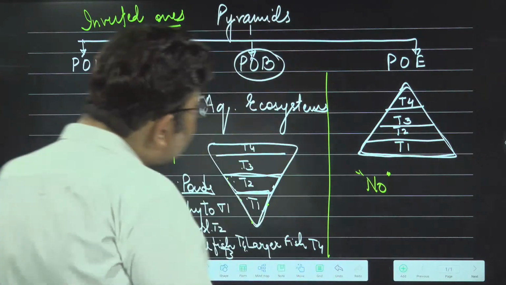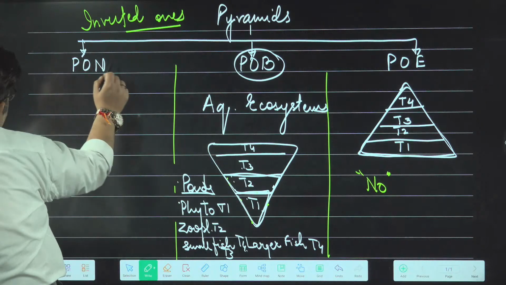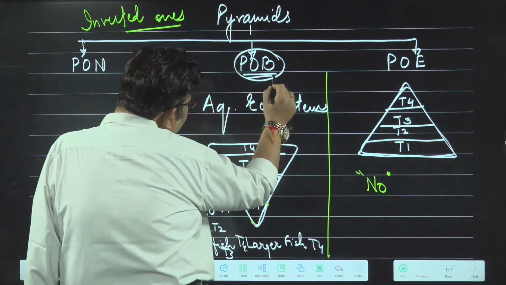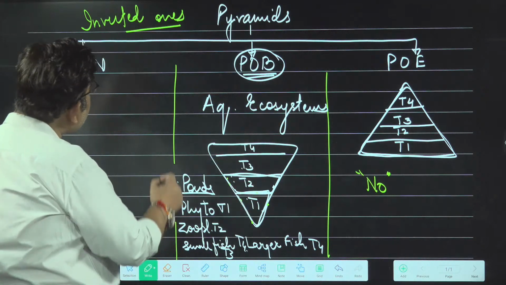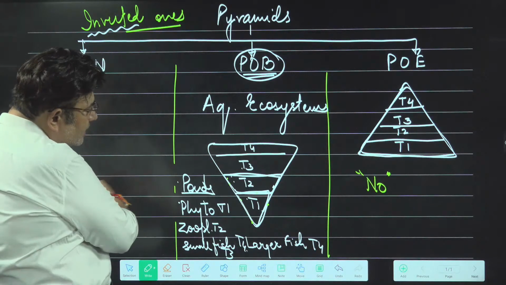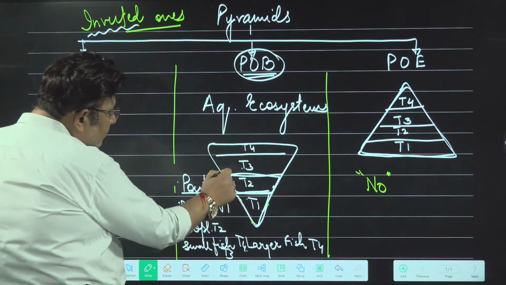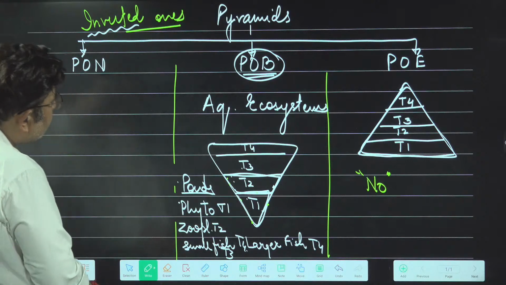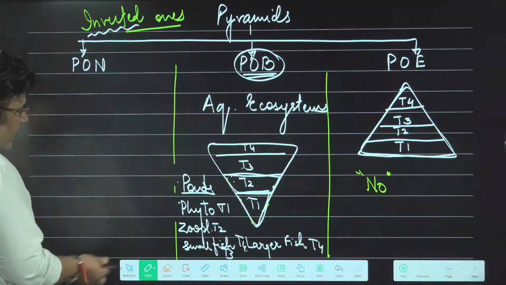This is pyramid of number. We'll discuss, right now we are discussing the pyramid of biomass. We are only discussing the inverted pyramids. Okay, your answer is correct. We'll discuss about that. Okay, I'll come to this answer. Before that, I will complete this flow chart as some people are asking.